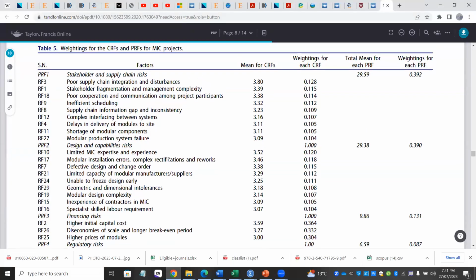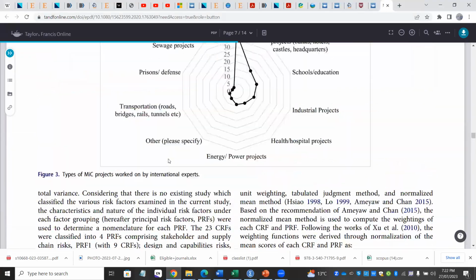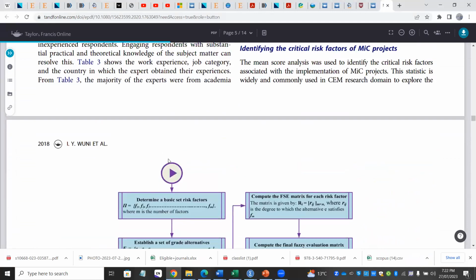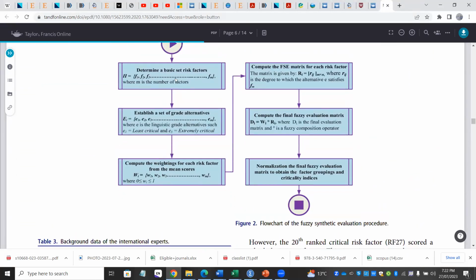So we have completed this table, which is in the process that Dr. Wuni said. That's the third item. So we have completed the first. We did the first one. With respect to the setting of the grade of alternatives, we know that one already from the Likert scale, even from the SPSS that shows you strongly agree, disagree, neutral, and all that. And then with this, we have done this.